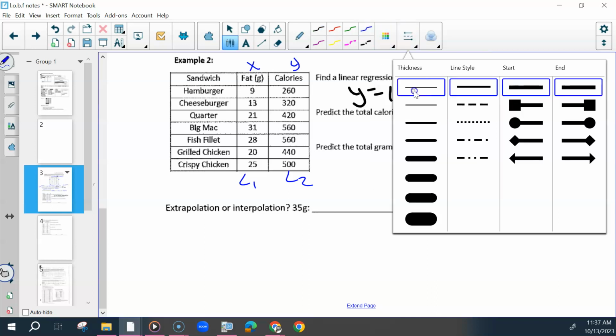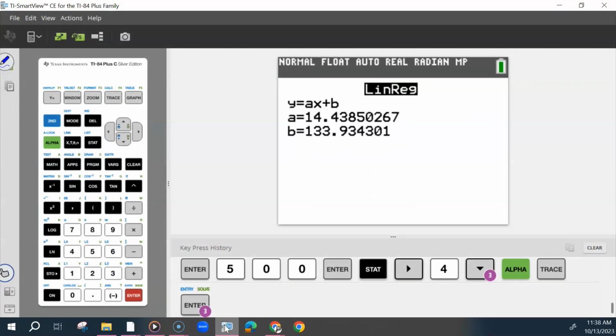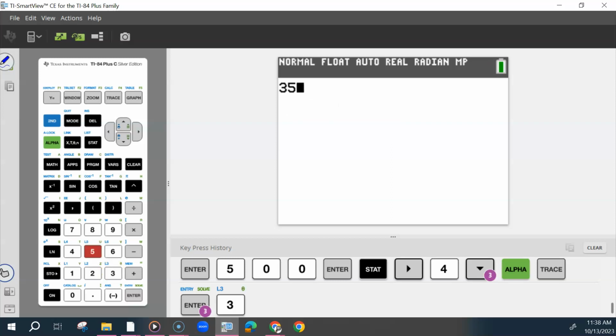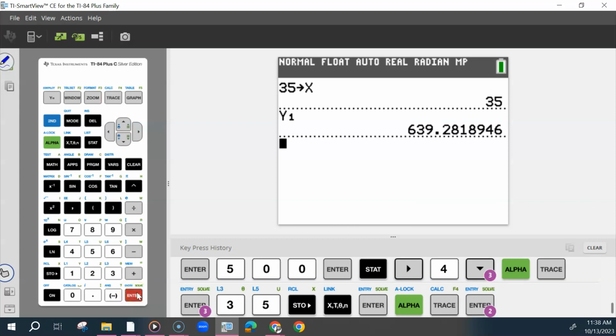For the next question, it asks to predict the total calories for our sandwich with 35 grams of total fat. So we have the fat, we have the X, we're looking for Y. So when we're looking for Y, we can do what we did before, store it in as X. So this is your step 3. 35, STO, X, enter, and then alpha trace, enter twice. So the total calories would be 639.28. Make sure you put your label of calories.